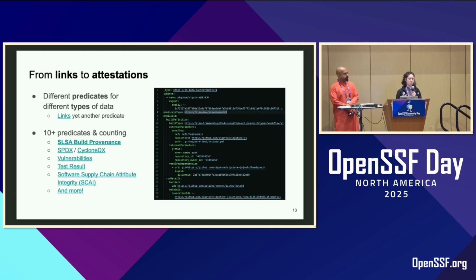So going from links to attestations, we've essentially ended up with different predicates for different types of data, and the original links have just become another predicate type. We have more than 10 predicates, and the number keeps growing. And so there's a bunch of different ones that I'm not going to go into, but SLSA provenance, for example, is a very well-known in-toto predicate at this point.